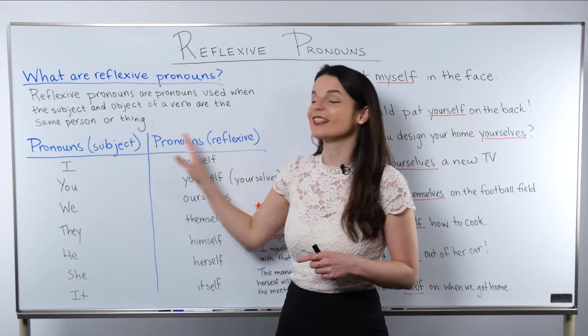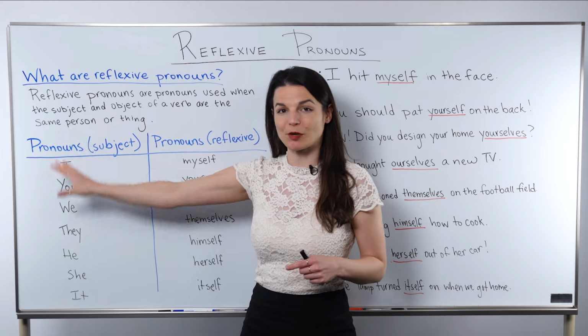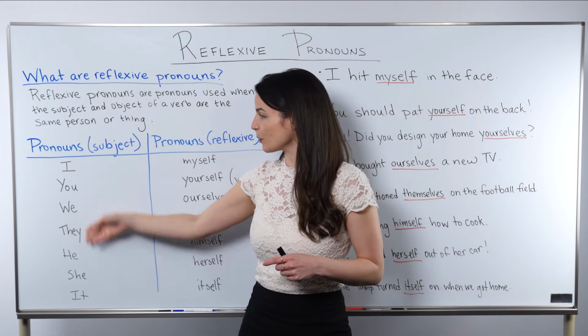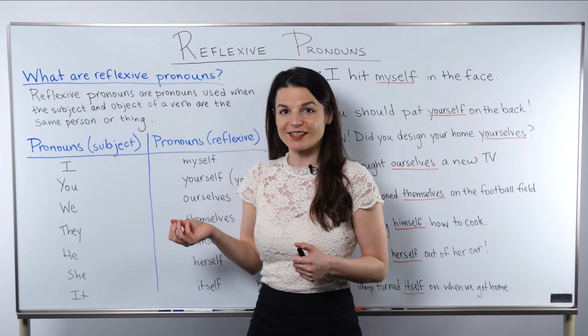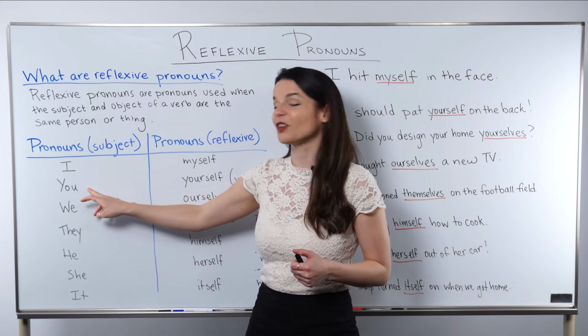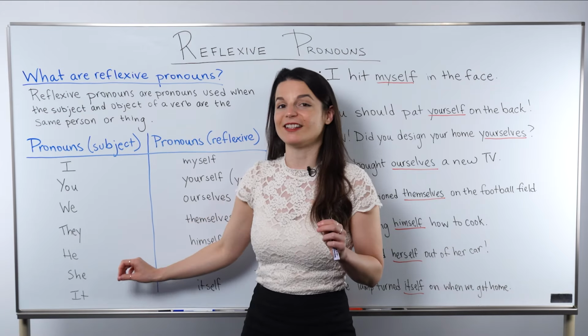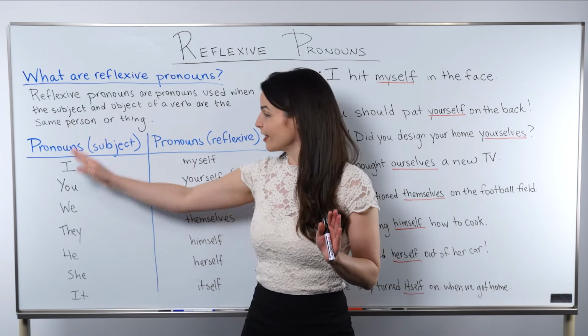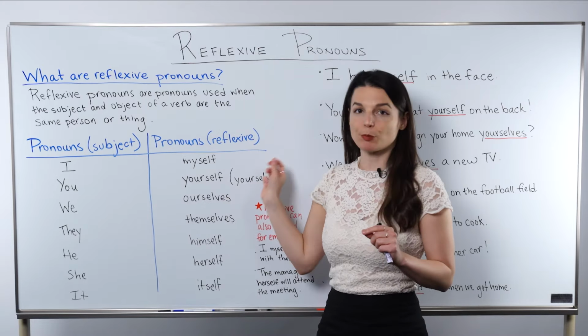Let's take a look at this list of pronouns. First, we have our subject pronouns. These are the words that we use when these people or objects are the subject of our sentence. So we have I, you, we, they, he, she, and it. These subject words all have matching reflexive pronouns.